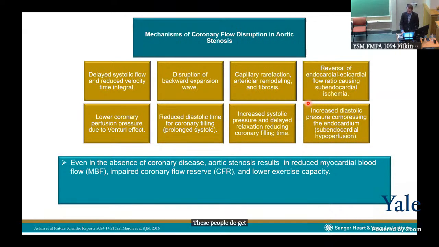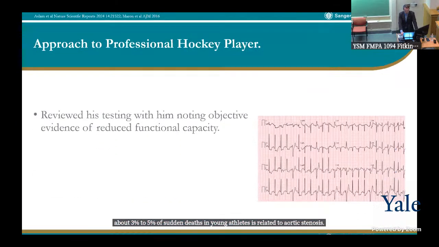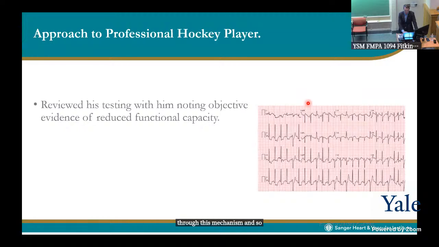And unlike aortic regurgitation, we do see athletes dropping dead from aortic stenosis. In all these data sets, about 3 to 5% of sudden deaths in young athletes is related to aortic stenosis through this mechanism. And so when I reviewed this data with him, clearly his stress ECG was significantly abnormal, deep ST depression with ventricular ectopy there.